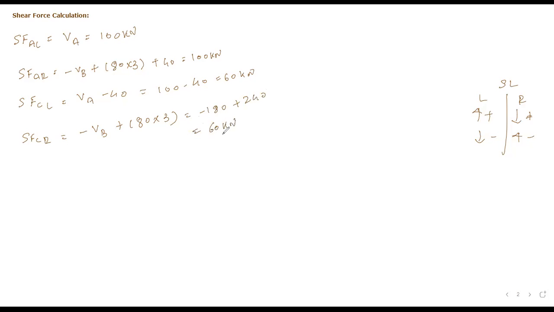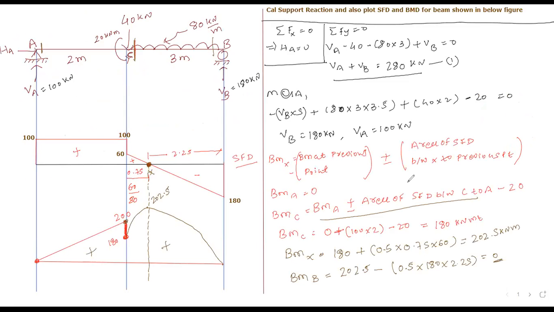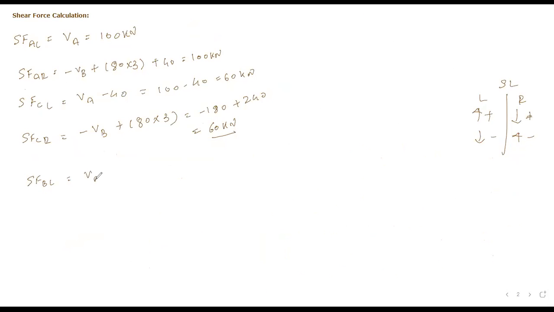Keep in mind, whether I consider shear force from left or right, the value will remain the same. Shear force at B just left will be the same. To find B from the left side, plus VA minus 40 minus 80 into 3. I hope it is clear. You will get minus 180. And the shear force at B just right-hand side is minus VB, because we have only one force, minus 180. Clear? Please confirm in the chat box. Is it clear or not?